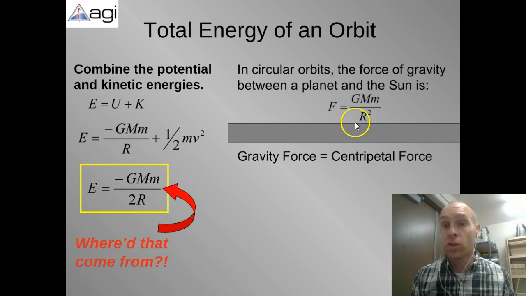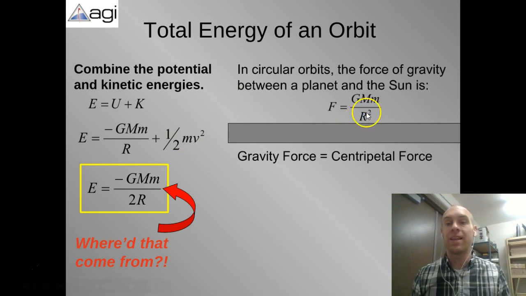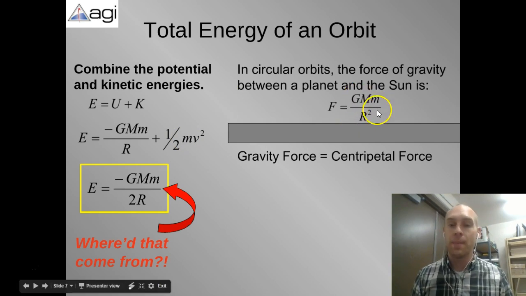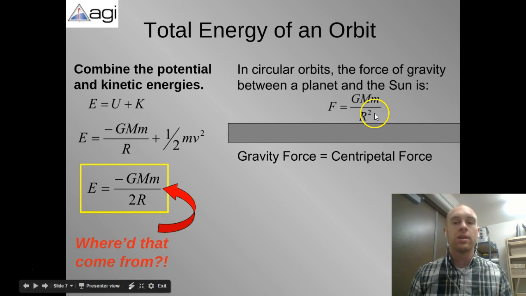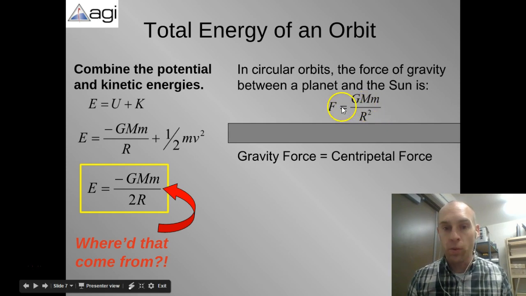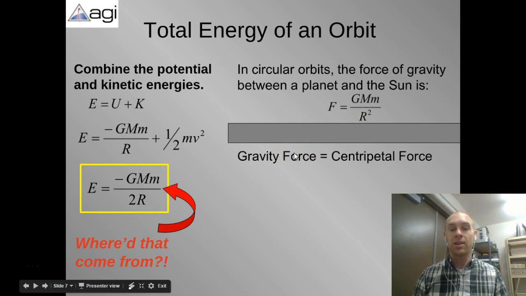So get ready. In circular orbits, the force of gravity between a planet and the sun is GMm over r squared. That is just an equation that you probably have seen in physics class. You might not have seen it yet, but if you have, yay. So that's one thing that we know. The force of gravity between the planet is this. Gravitational force also equals centripetal force.